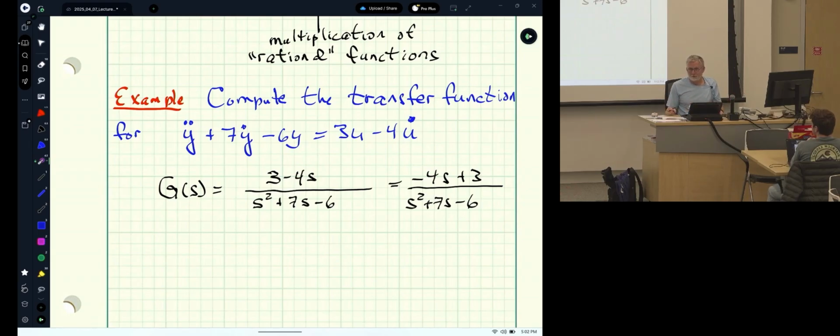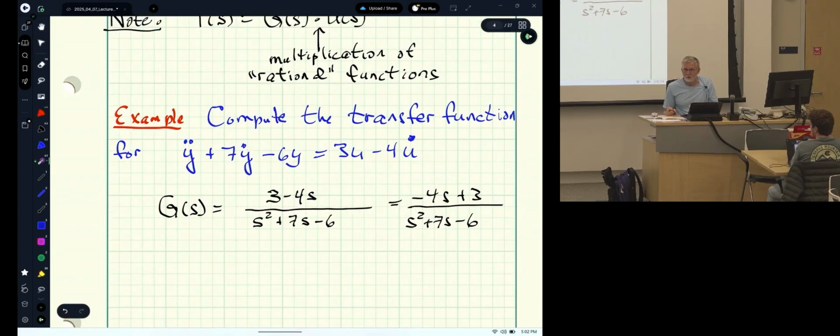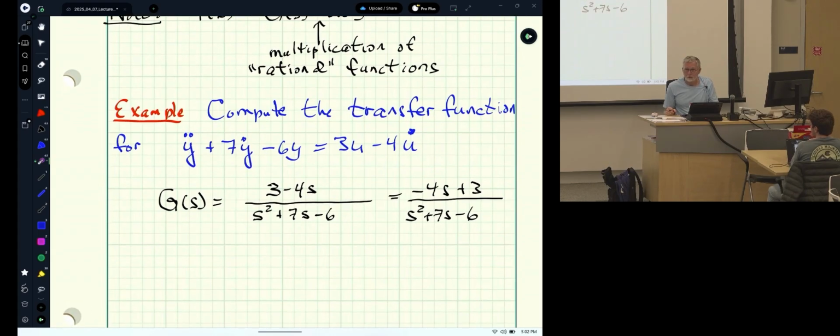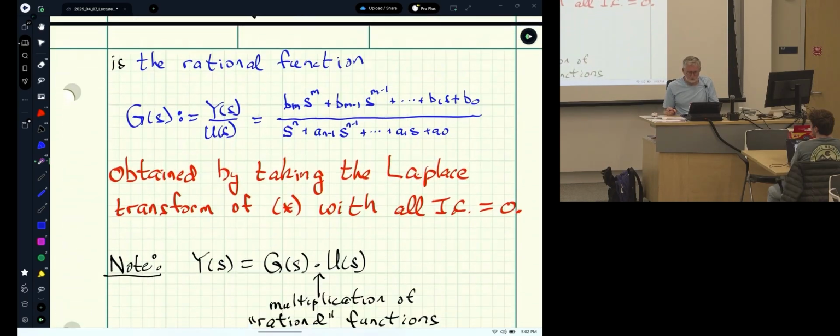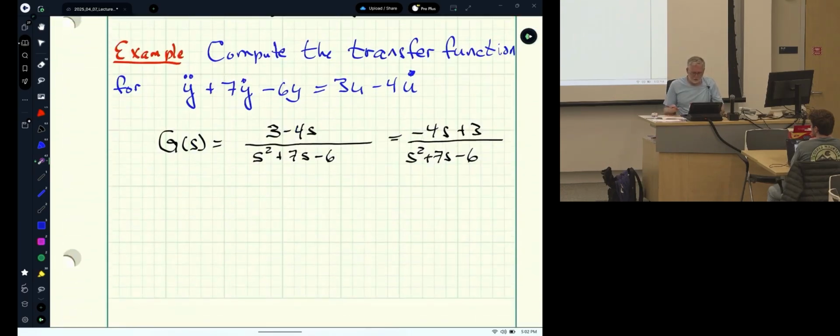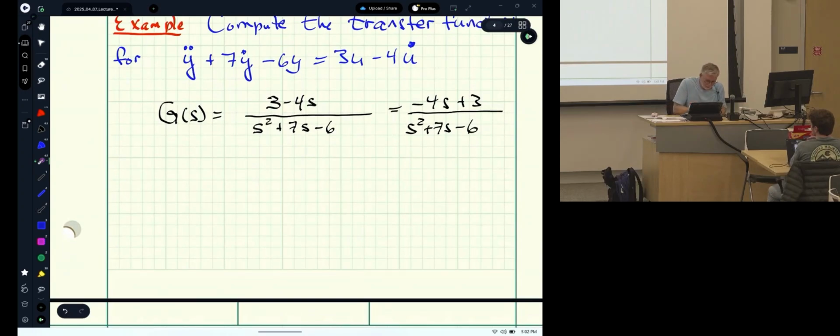I got a little question. So G of s equals, is it the Y of s over U of s, or is it U of s over Y of s? G of s is Y of s over U of s. So let's just check that out, okay? So which is it?